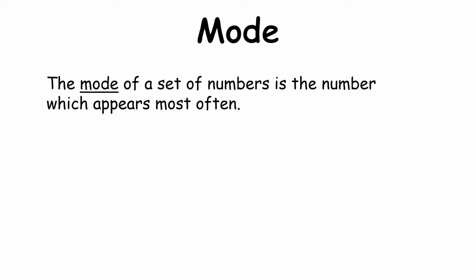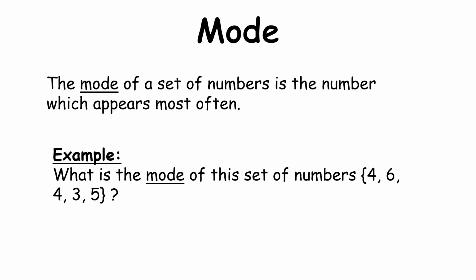Mode is the number that appears the most. So again, if you use this word correctly, it'll help you remember it. So mode is the most. So what is the mode of this set of numbers? And the answer is 4, because the 4 appears the most.